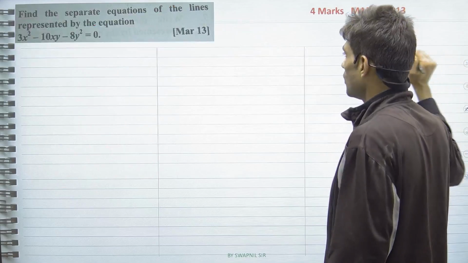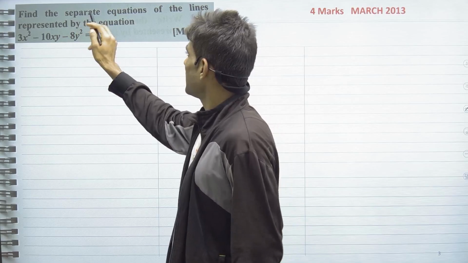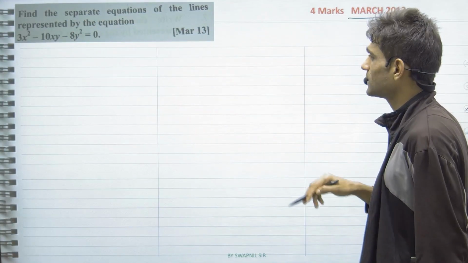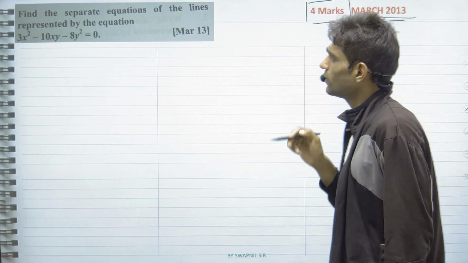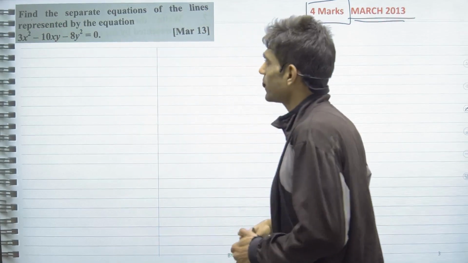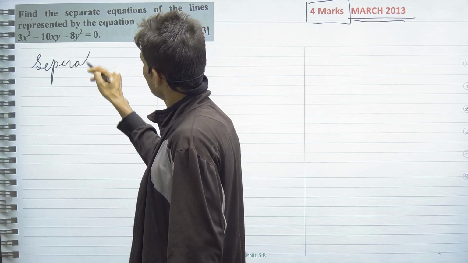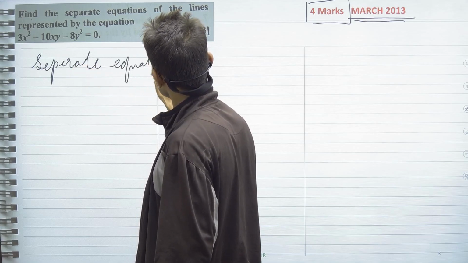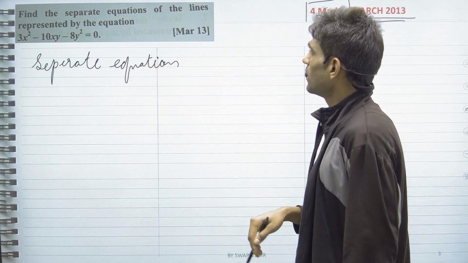First, I have taken one separate equation question. Find the separate equation. This question is from the March 2013 board exam, asked for 4 marks. The question says: find out the separate equation of a line. So what we want here is the separate equation of a line.